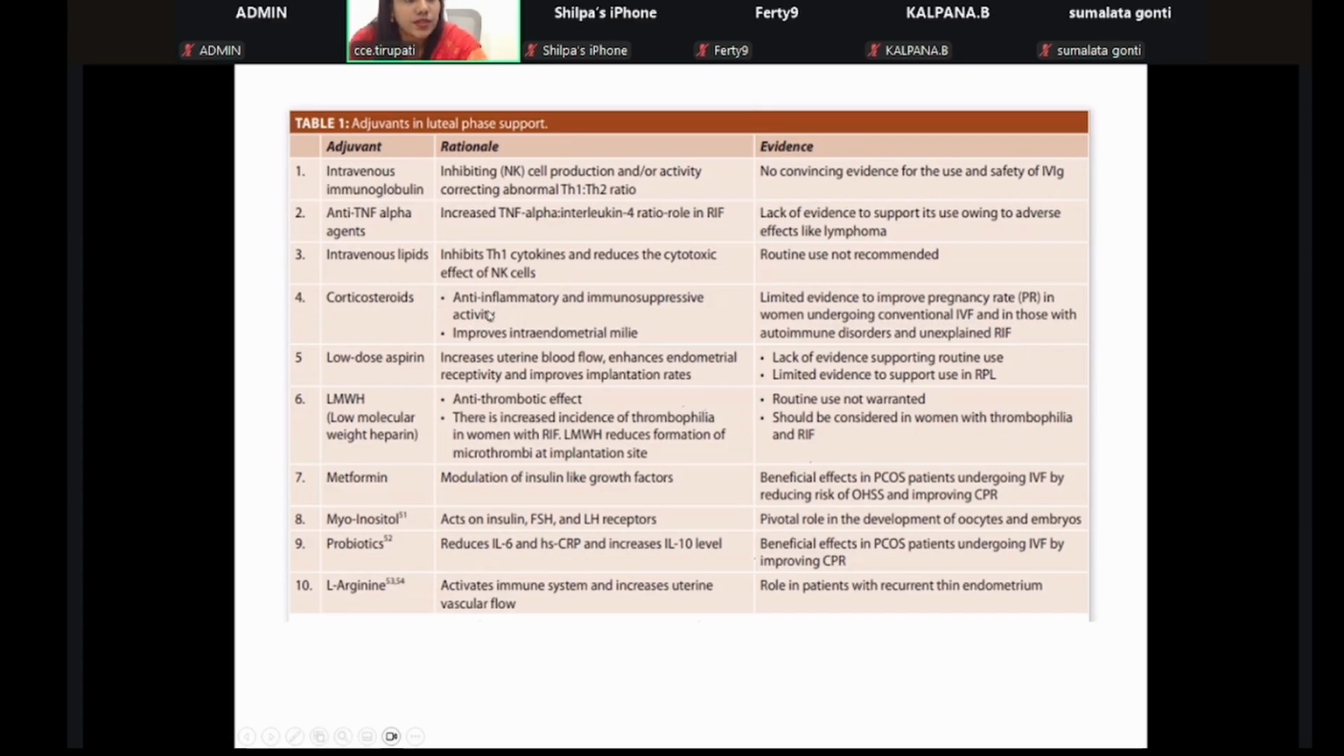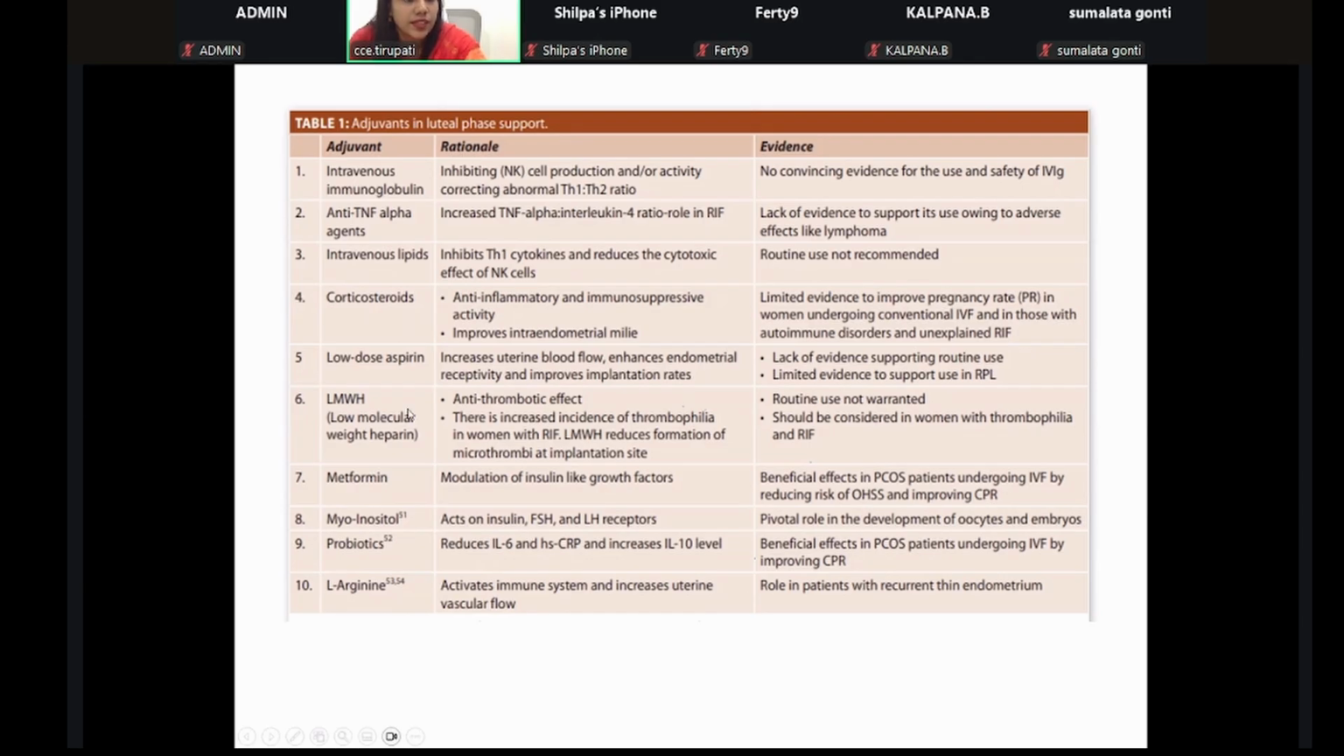And we can use steroids also. They provide anti-inflammatory and immunosuppressive activity and improve the intraendometrial milieu for implantation. So we can add corticosteroids. And in few cases we add, almost all FET cycles we add aspirin. It increases uterine blood flow. It enhances endometrial receptivity and improves implantation rate.